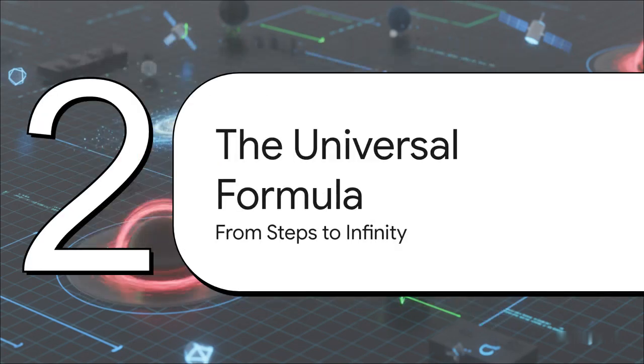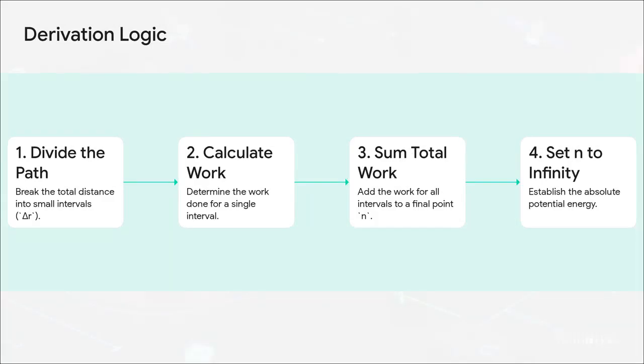Okay, so we've got the concept down. We understand why the energy is negative. Now let's use that idea to actually build the formula. The challenge is calculating the work needed to move something away from Earth when the force of gravity keeps changing. We can't just do force times distance. We need to be a little more clever. The logic here is actually pretty simple. It's like, how do you eat an elephant? One bite at a time.